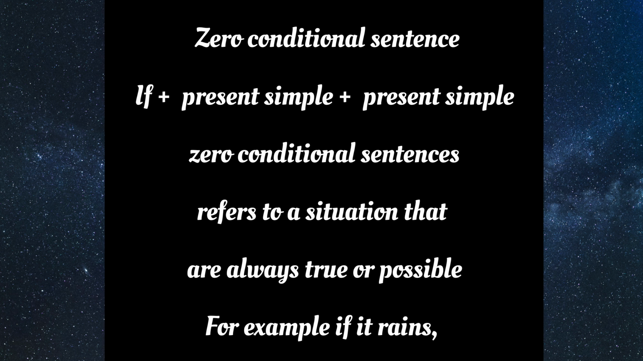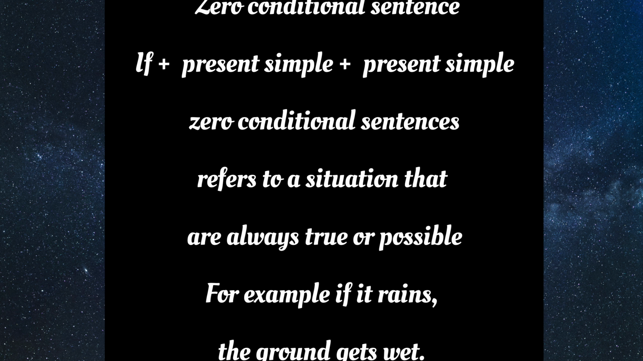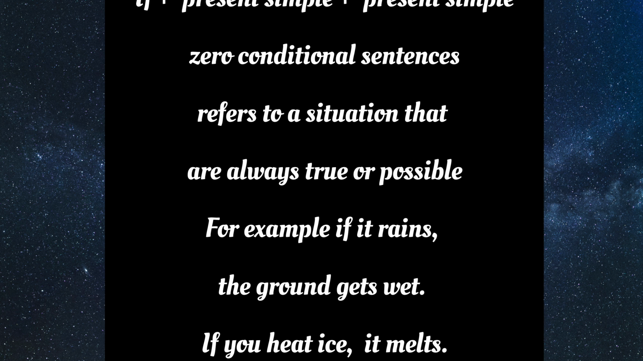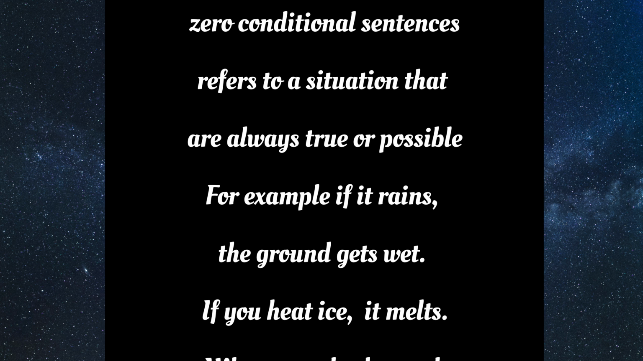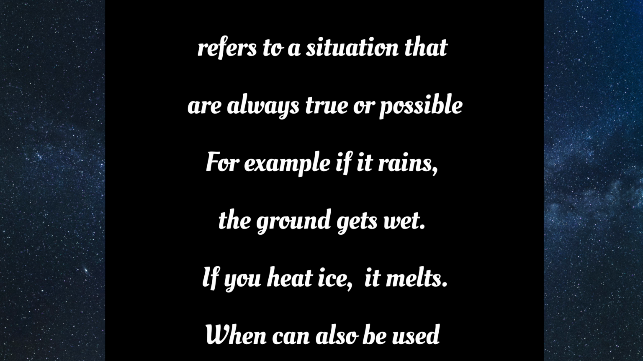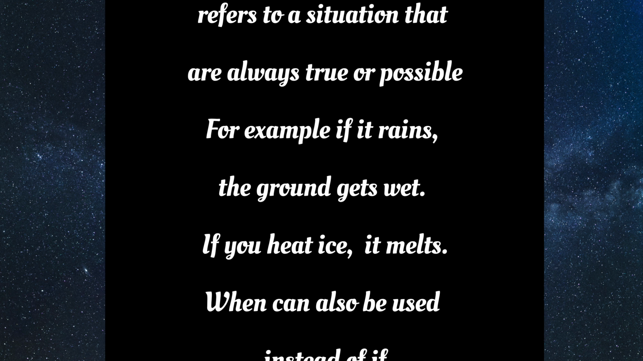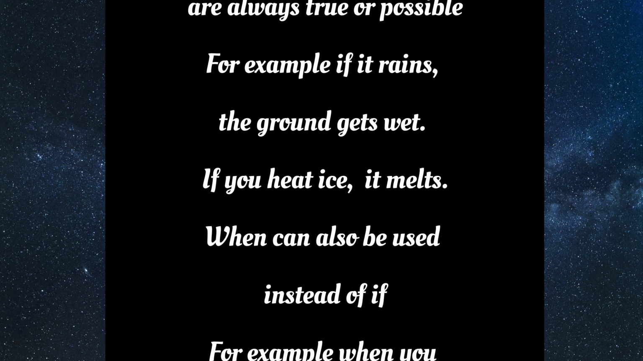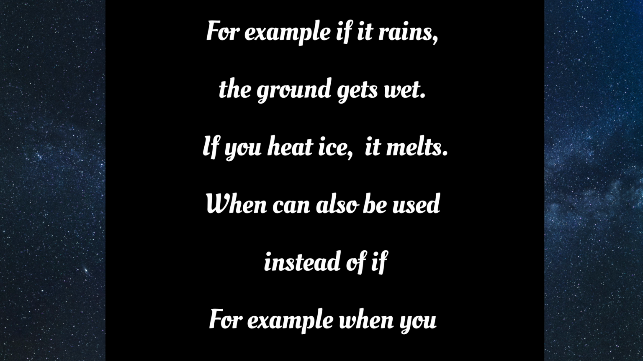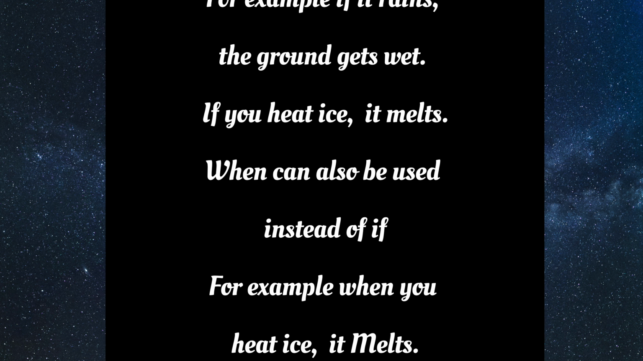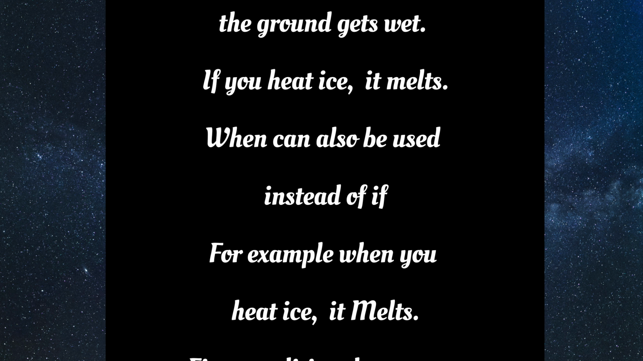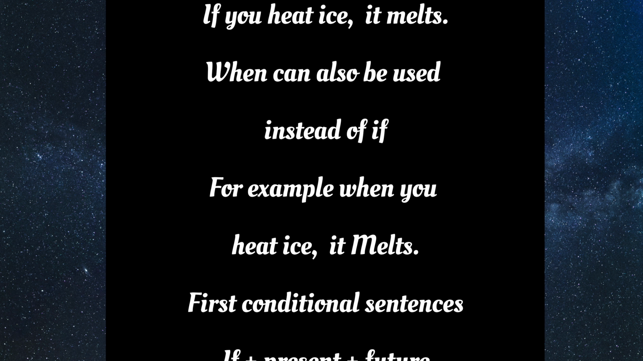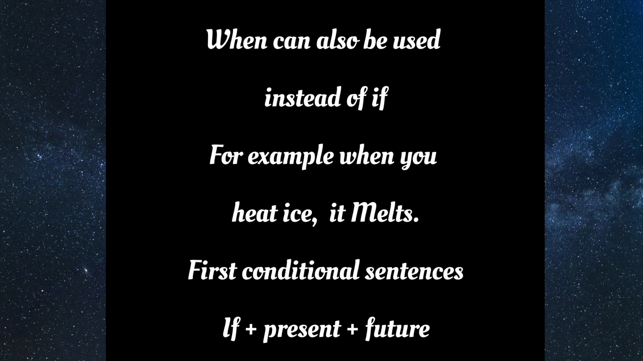The construction of these sentences starts with if, then the present simple tense, and then again the present simple tense. Zero conditional sentences refer to situations that are always true or possible. For example, if it rains, the ground gets wet. So it is understood that in the rain, the ground must be wet. The next example is, if you heat ice, it melts. So it is understood that once you heat ice, it will melt.